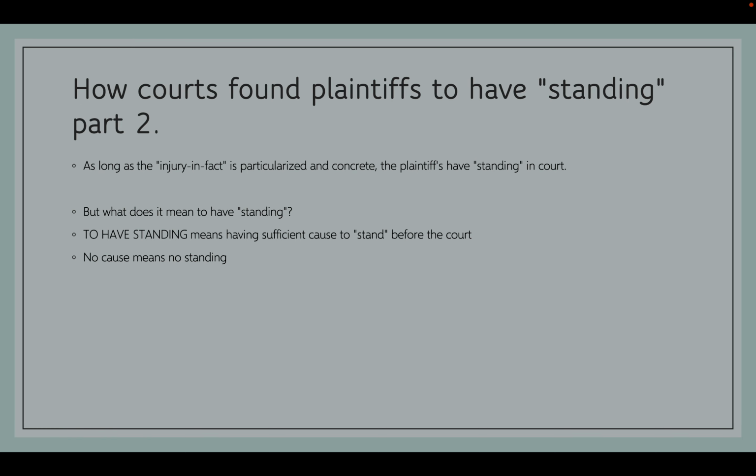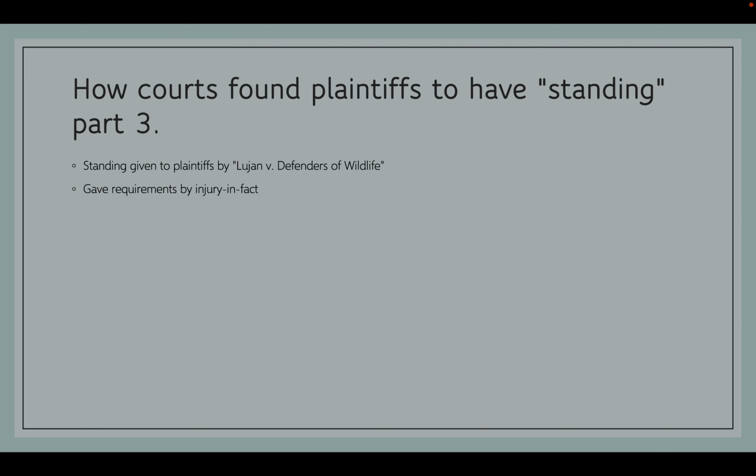To have standing means to have sufficient cause to stand before the court, meaning that you can bring your injury and explain it in detail, and it's concrete and you can show it to the court, thus you have standing. And therefore, if you have no cause, you have no standing. And these were, of course, given from Lujan v. Defenders of Wildlife.